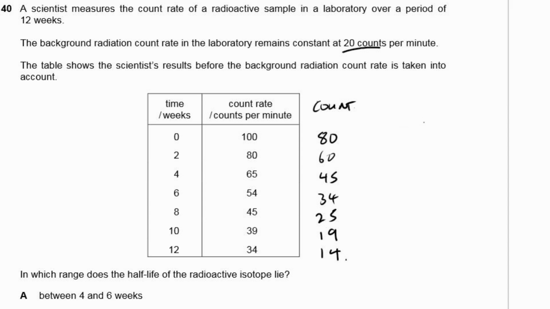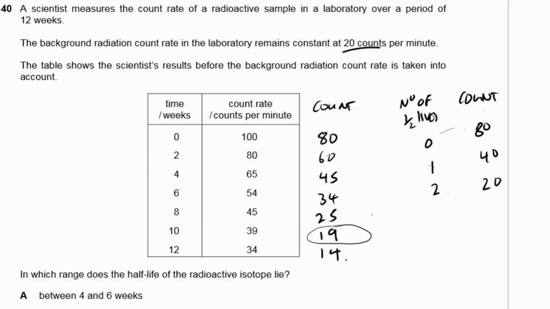Okay. So now if we look in terms of half-lives, we start with 80. So let's do a little table up here. Number of half-lives and count rate. So we start off with 80, that's 0 half-lives. We go to 40, that would be 1 half-life. We go to 20, that would be 2 half-lives. Now if we look here, 19 is very close to 20. Started with 80, got very close to 20 down here, and that's over a period of 10 weeks. So 10 weeks is close to 2 half-lives.